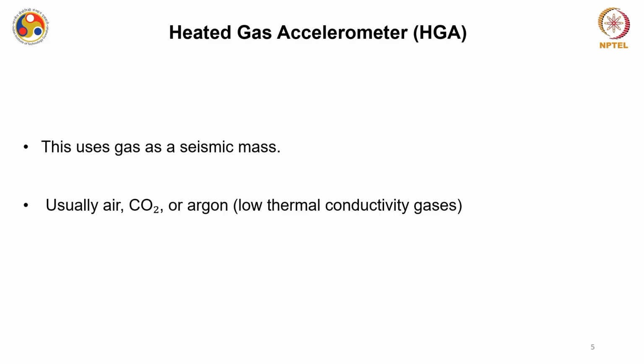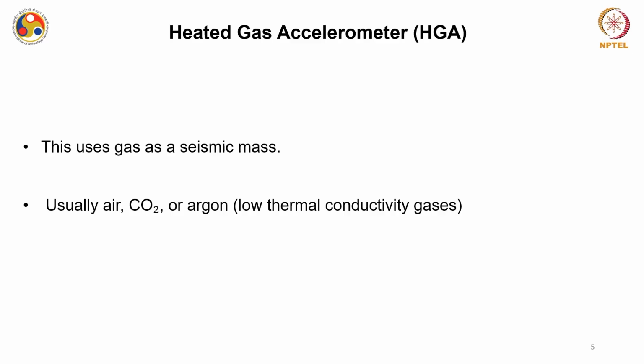Okay. So, the difference between HGA and HPA is that this heated gas accelerometer uses gas as a seismic mass, not the cantilever or a proof mass attached to a cantilever. So, what essentially you are using is gas itself inside some cavity which is sealed by some hermetic sealing. And this gas itself is being used as a proof mass or inertial mass. Usually these gases are low thermal conductivity gases. It can be simple air, or mostly these are CO2 or argon gases.